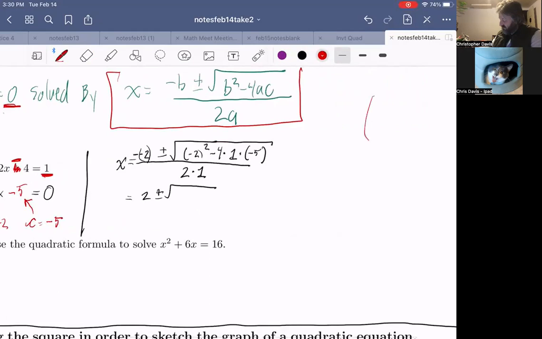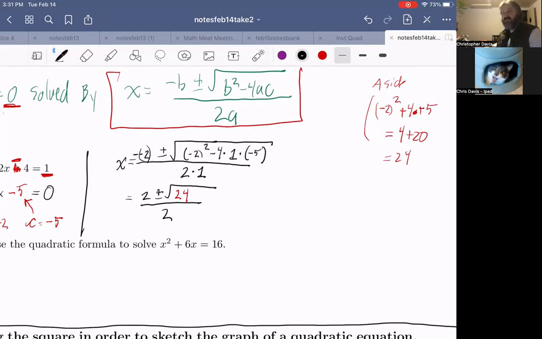let's go off to the side and work out what the thing inside the square root is. So negative 2 squared minus 4 times negative 5. Let's just figure out what that is. 2 times 2 is 4. That becomes another plus. 4 times 5 is 20. 4 plus 20 is 24. All right, so there's an answer. The answer is 2 plus or minus the square root of 24 all over 2.